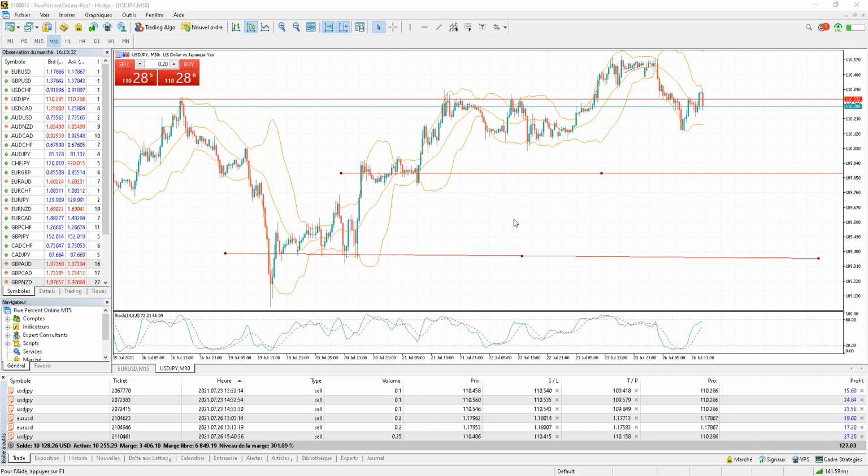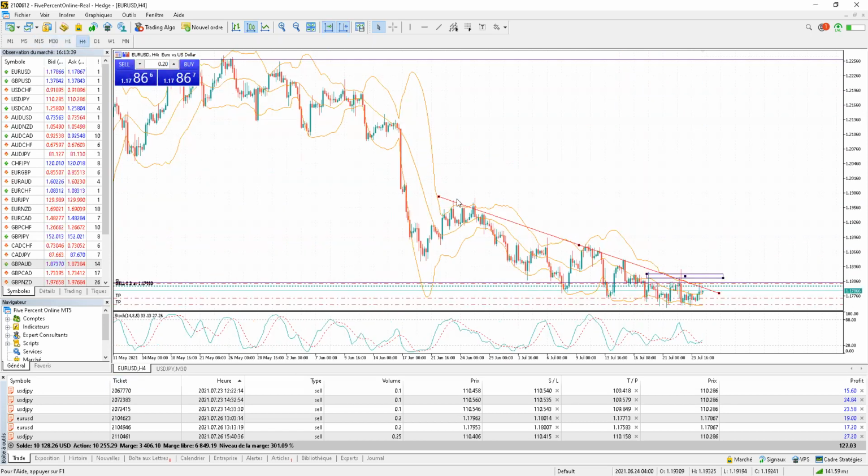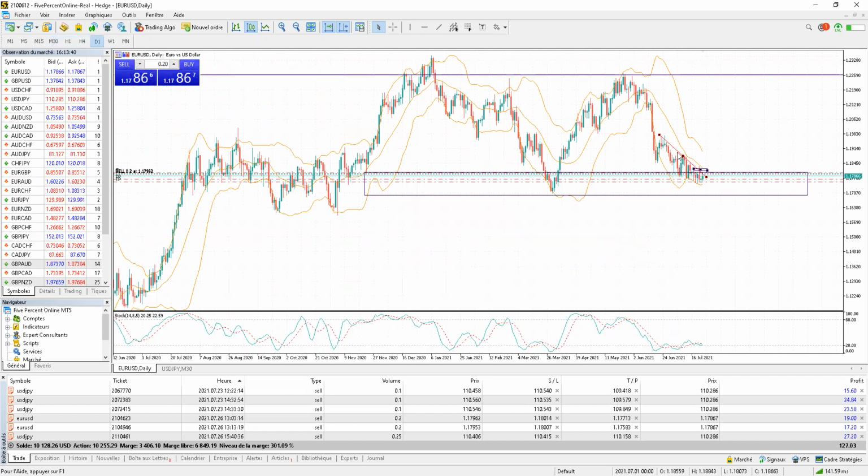Euro dollar is on trend and on daily. That's correct, and that's why I also entered a short position. You see that also on the daily. It's very bearish. We still enter in a demand zone here. Not a demand, but somewhere that the price can react.